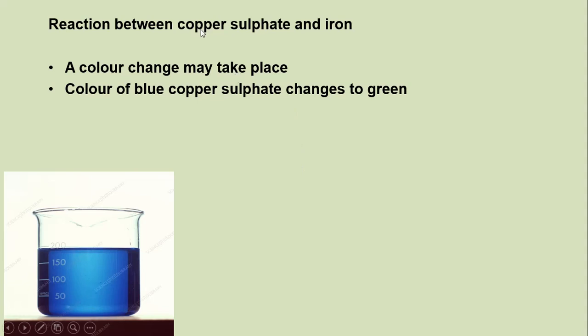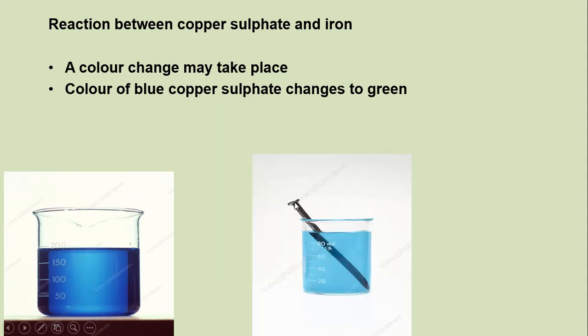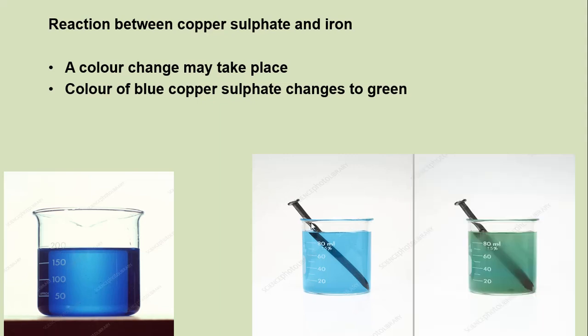Now, the reaction between copper sulfate and iron. This is the copper sulfate solution. Now we dip an iron nail in this copper sulfate solution and wait for half an hour. After half an hour, when we observe the beaker, we will observe that the color of the solution changes from blue to green. At the same time, we observe some brown color substance deposits over the iron nail.